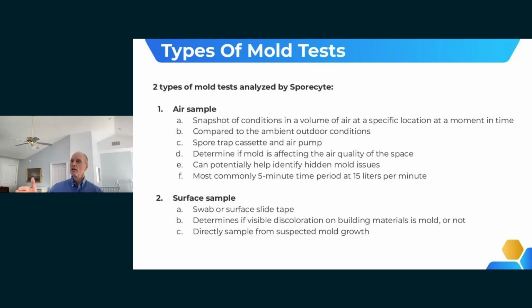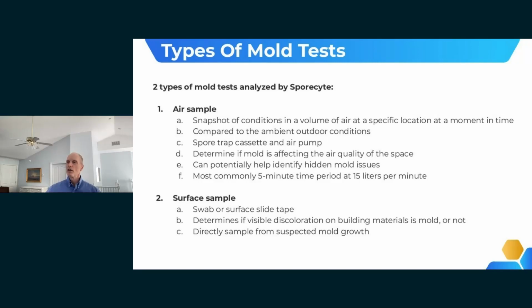One thing that we do in the air samples is we always want the outdoor sample to be taken, that we can use as a comparative or control sample, what's going on outdoors versus indoors. Again, there's no perfection test in the world, but we're doing the very best we can under the conditions we're given. So you need a spore trap and an air pump. And the goal is to determine if mold is affecting the quality of that space that people are breathing.